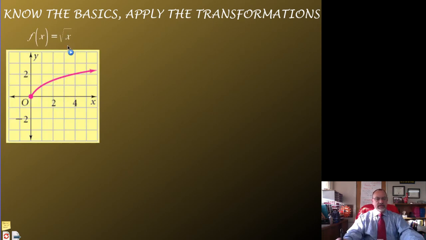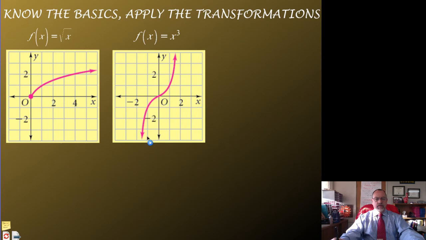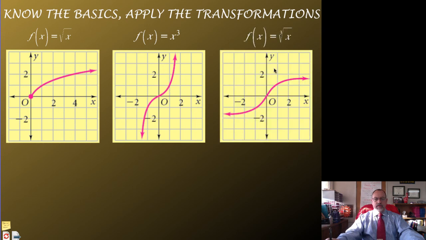Okay, so know the basics. The square root function looks like this. All of them look the same, 0, 0, and 1, 1. The cube function always looks like this, negative 1, 0, 0, and 1, 1. And then the cube root function, again, negative 1, 0, 0, 1, 1. Know these shapes, know them like you know the back of your hand.